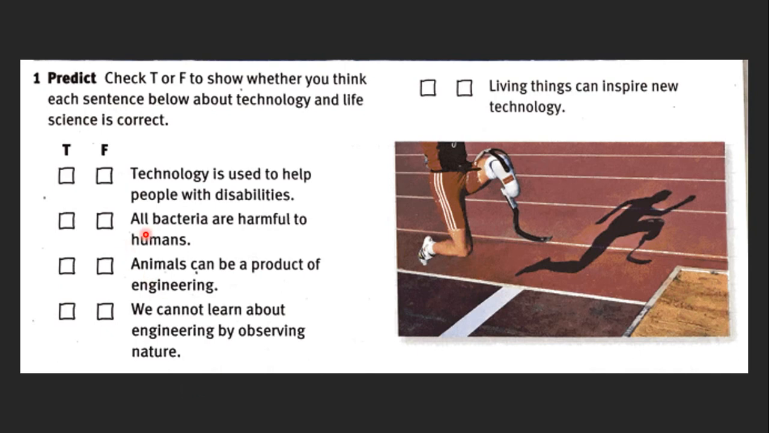All right, second, it says all bacteria are harmful to humans. So bacteria are basically very small microorganisms. They're so small that we can't see them, right? We have to use a microscope in order to see bacteria. Bacteria oftentimes cause infections, right? People get pneumonias, people get different kinds of skin infections from different kinds of bacteria.